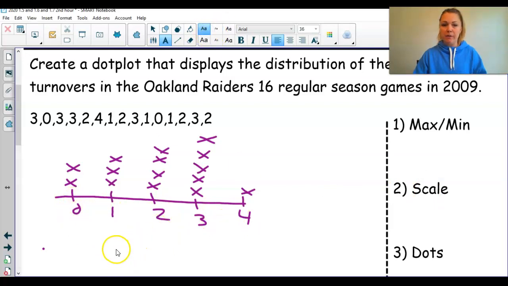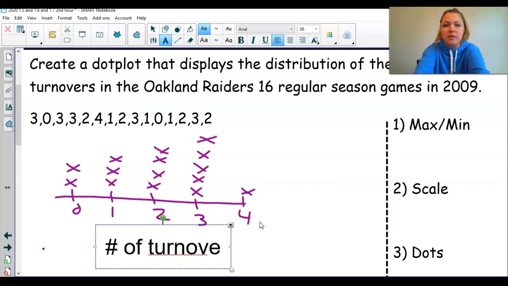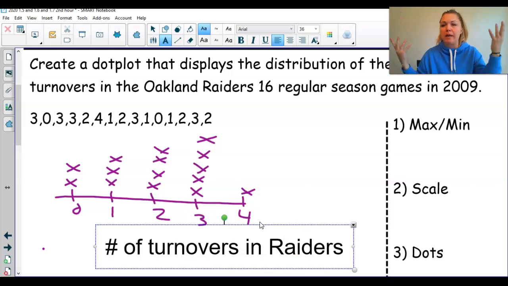I would get in trouble with the College Board because I don't have a label here. So I would want to put the number of turnovers in the Raiders 16 regular season games, okay? And then what I do is I put the dots. Now, I am not a fan of a dot. I'm a fan of an X, okay? So I would put an X here because that represents that first 0.